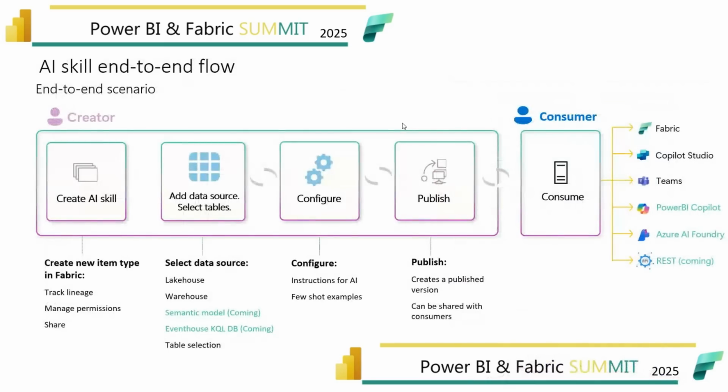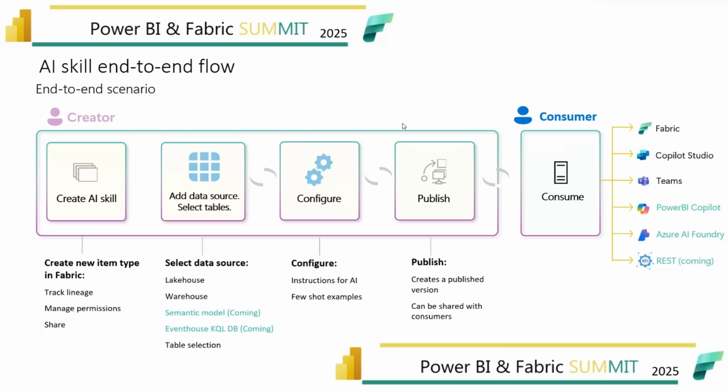This is how a flow end to end is covered in AI skill. You start just with the creation of the AI skills from scratch. It's just a new item in your Fabric environment. So you can track the lineage of the item. You can manage the permission to that item of AI skills. You can share, of course, the AI skills within your organization with other people in your environment.